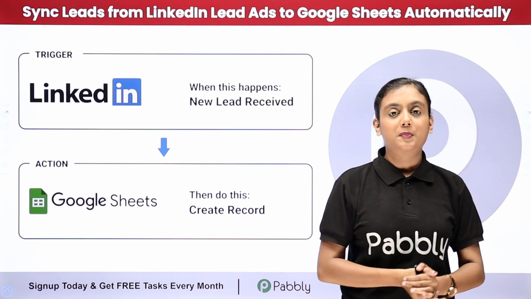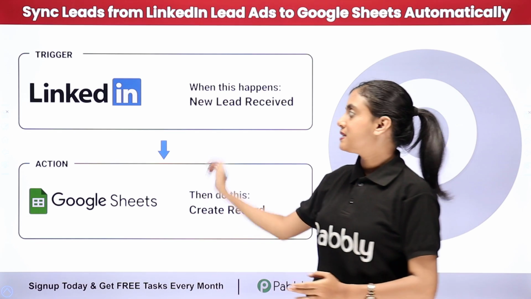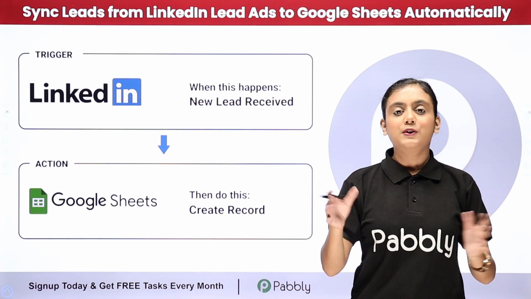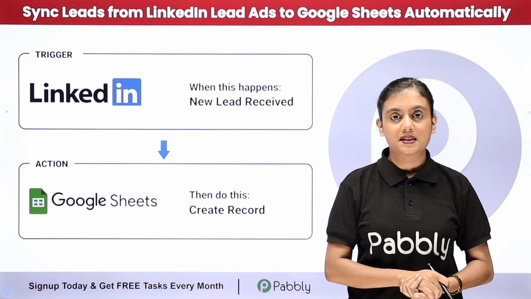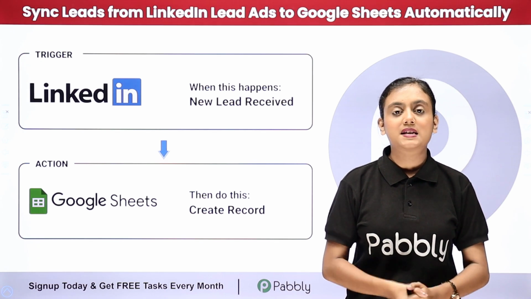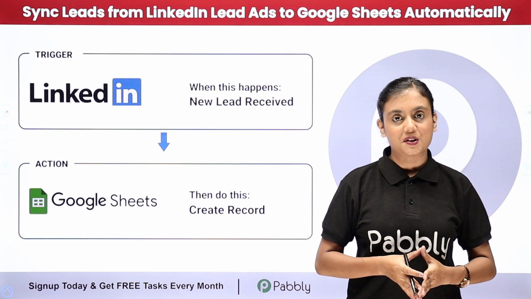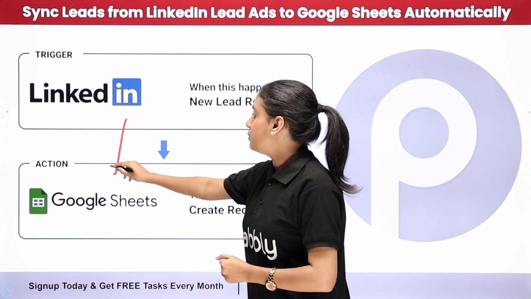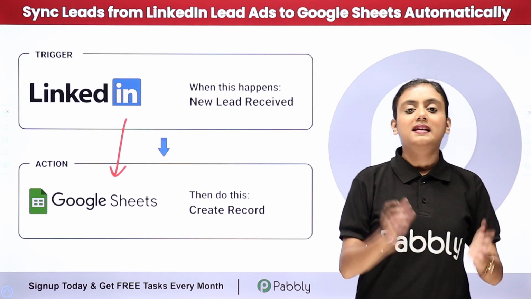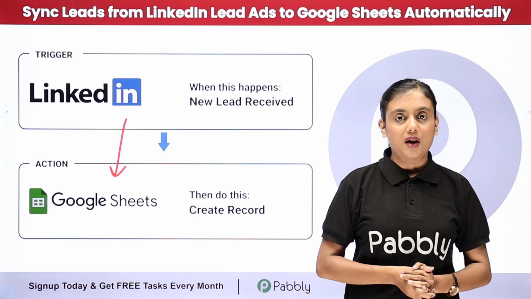So I am an owner of a business and I promote my business using LinkedIn lead ads. I use Google Sheets to maintain the record of all the new leads data in one place. And adding these details manually is a very time-consuming and hectic process. So to solve this problem, I have built a connection between LinkedIn lead ads and Google Sheets using Pabbly Connect, that too without the need of any coding and programming skills.